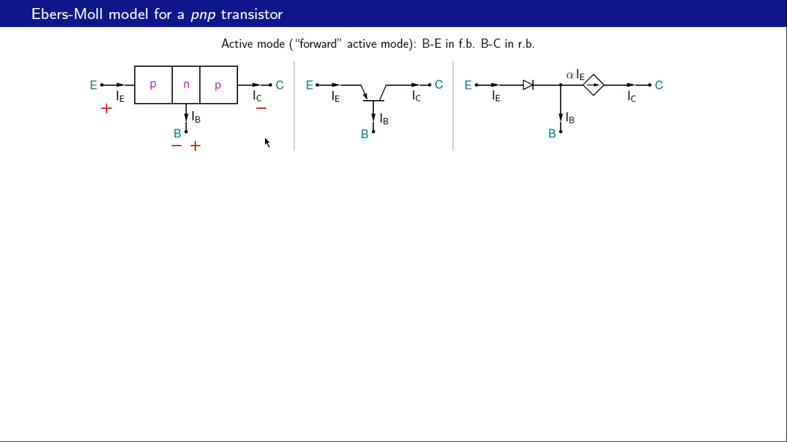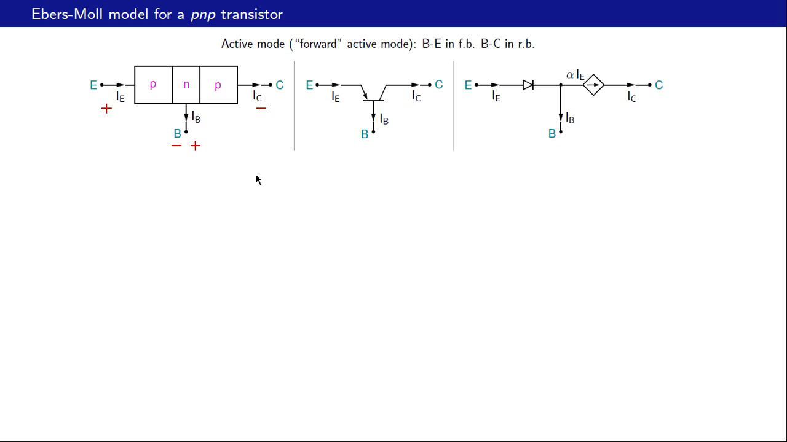We have seen so far the active mode of the BJT, both PNP and NPN. Here is a PNP transistor, for example. And what happens in the active mode? The base emitter junction is under forward bias, so that we replace with a diode. And the base collector junction is under reverse bias, and we put a current controlled current source over there. And if this current is IE, that is alpha times IE, and alpha is close to 1, a little less than 1.